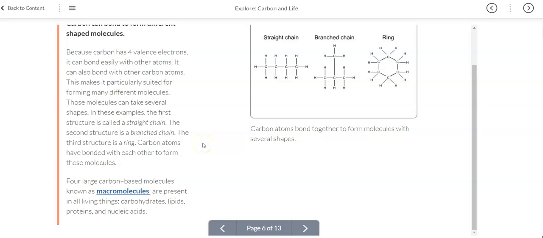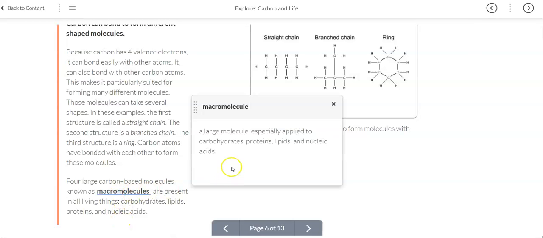Four large carbon-based molecules, known as macromolecules, are present in all living things: carbohydrates, lipids, proteins, and nucleic acids. A macromolecule is a large molecule, especially applied to carbohydrates, proteins, lipids, and nucleic acids. And we are going to spend quite a bit of time talking about those four large carbon-based molecules known as macromolecules later on in this unit.